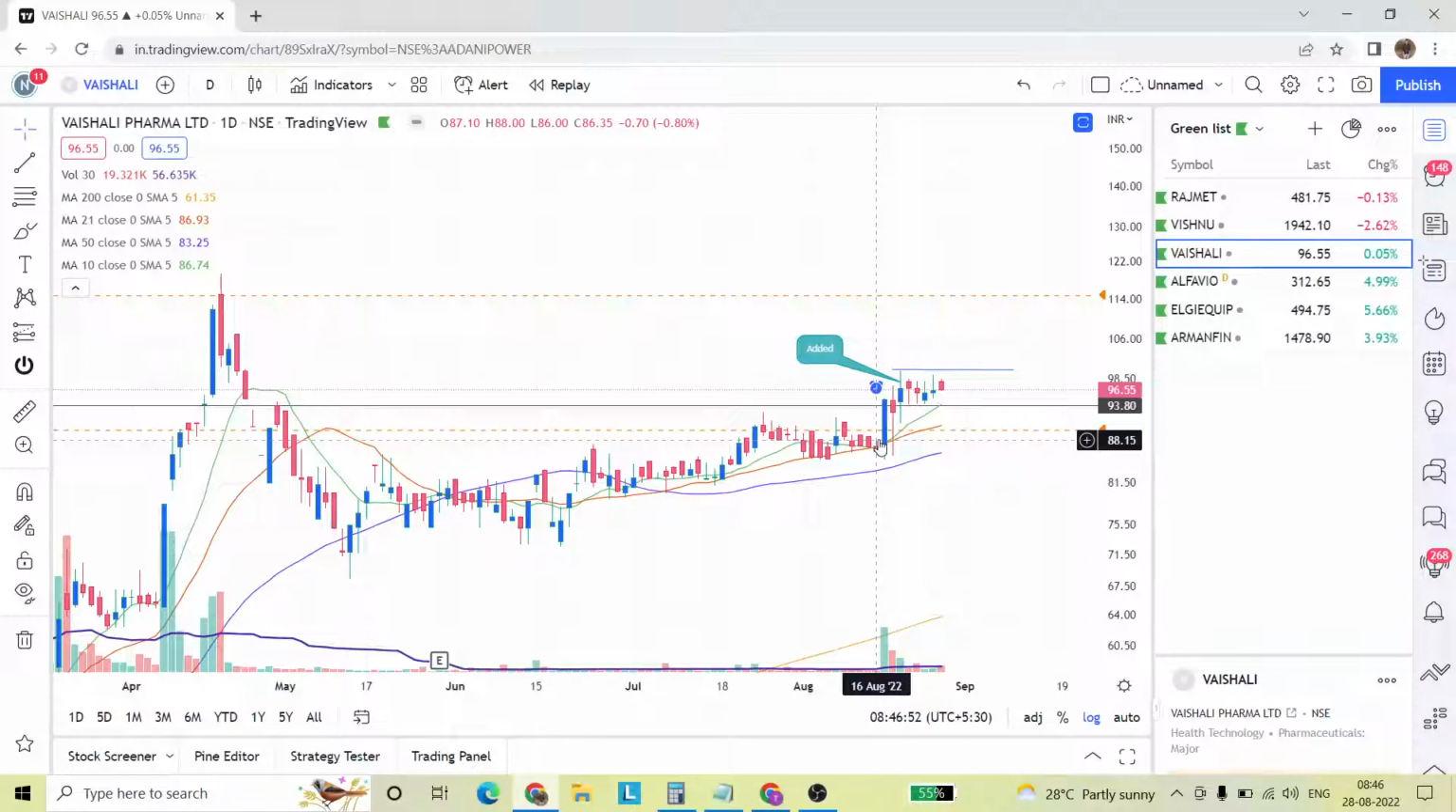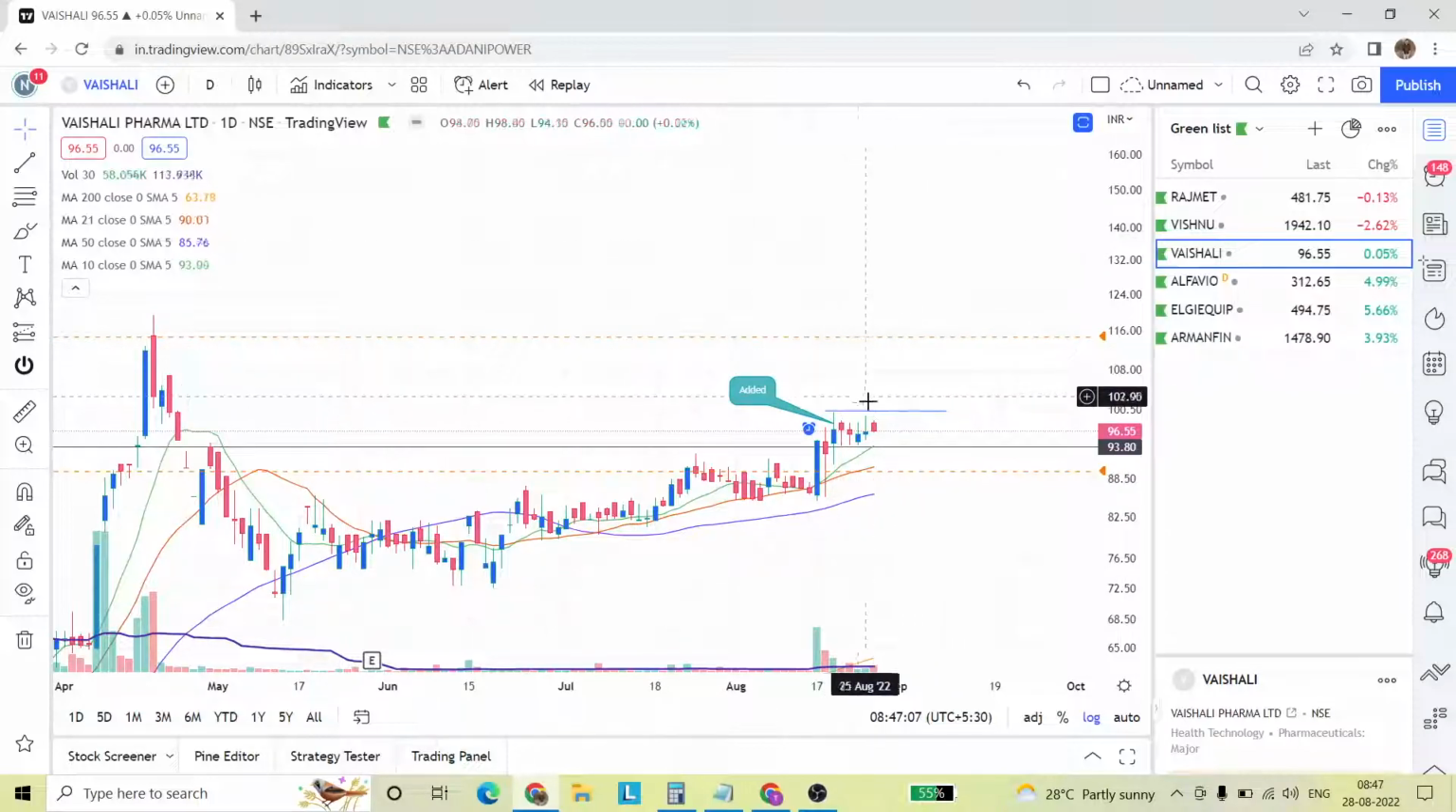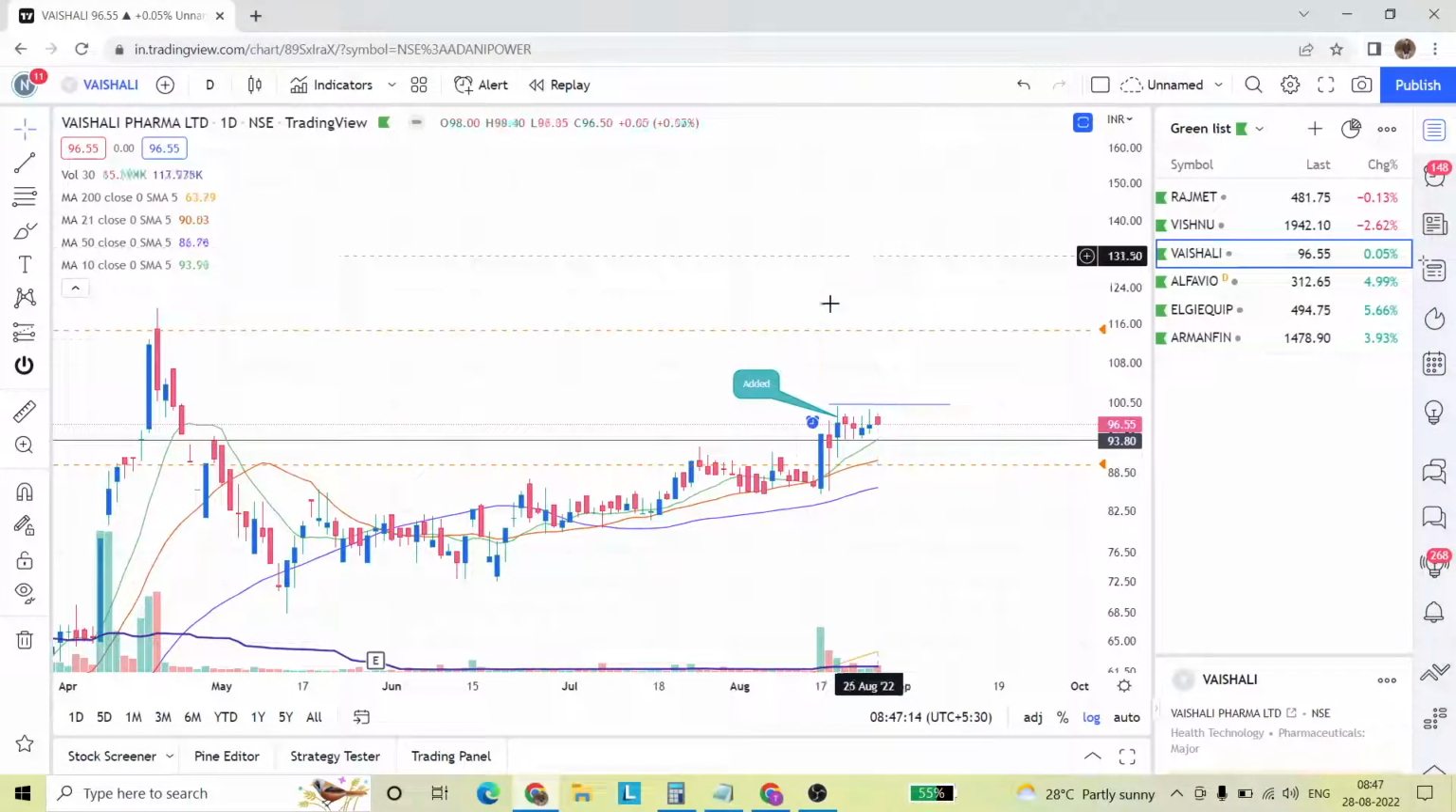Pyramiding is a concept that will make your gains compound like anything when you're right. So if I'm right on this one, I should be making some good profits, because I'm pyramiding. Let's see if it breaks this line, then I'll be adding to this position. This position is playing out fairly well. That is done on Vishali Pharma.